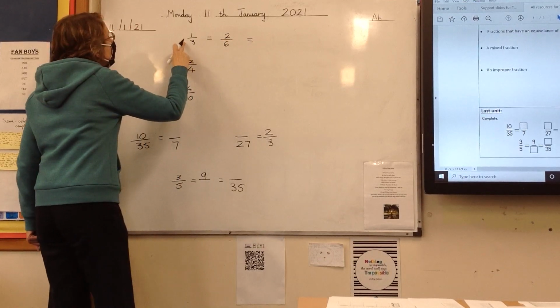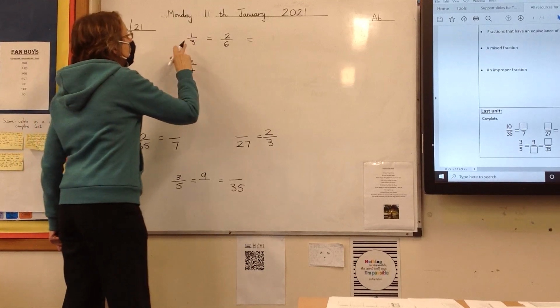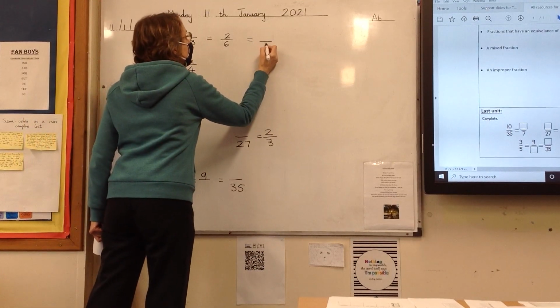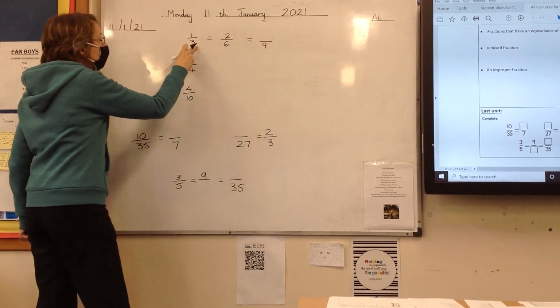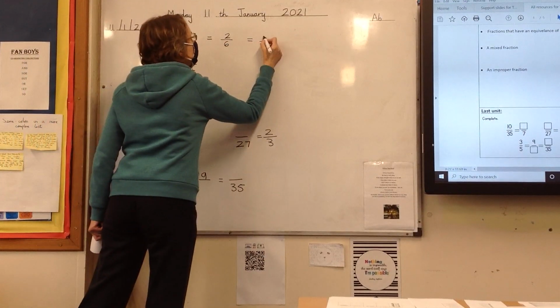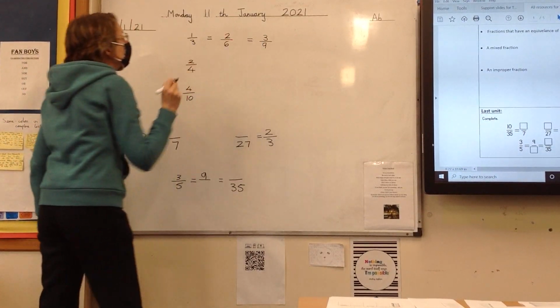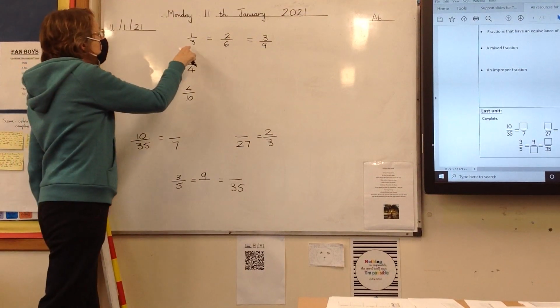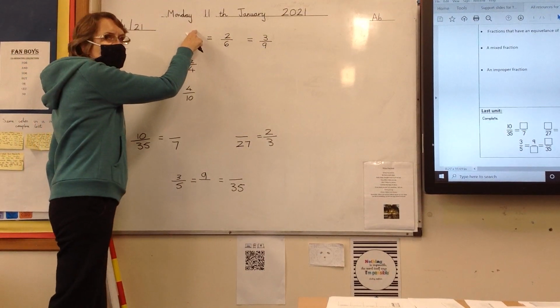If I say multiply the 3 by 3, 3 3s are 9. If I've multiplied that by 3, then what must I do to the 1? Times it by 3, which would be 3. Okay, and so on. Whatever you do to the bottom, you do to the top.